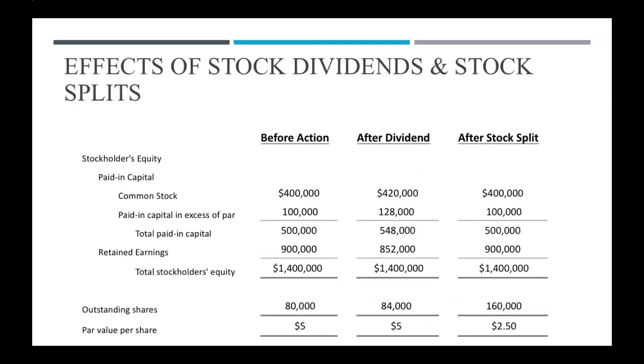So if we take a look at what we filled out here, we have our before action, after dividend, and after stock split. You'll notice one very important piece. Your total stockholders' equity never changed. The pieces that made up your total stockholders' equity changed with the dividend, right? Your common stock, paid-in capital in excess of par, and retained earnings, all of those individual pieces changed. But your total stockholders' equity does not change with a dividend or a stock split.